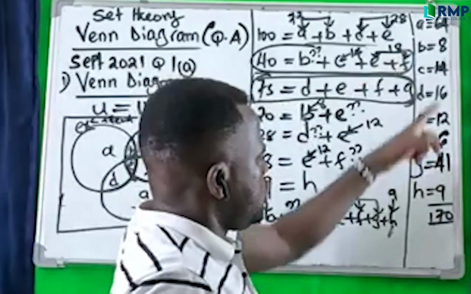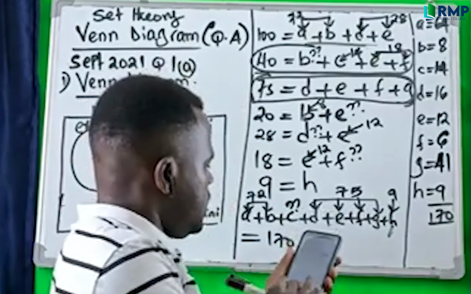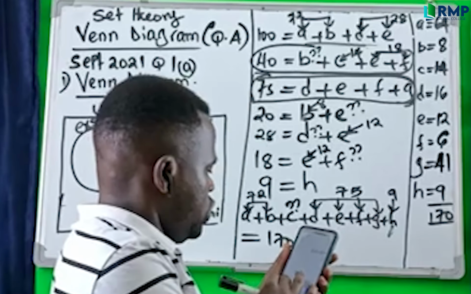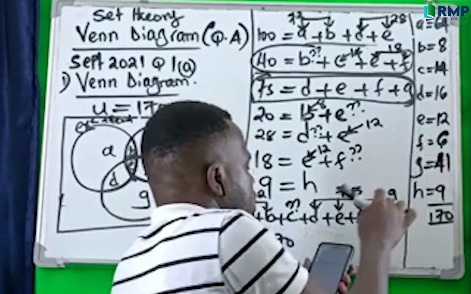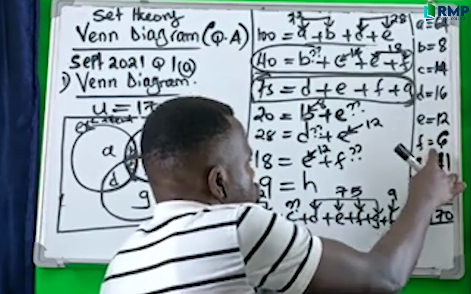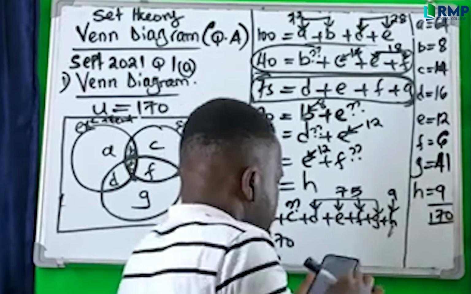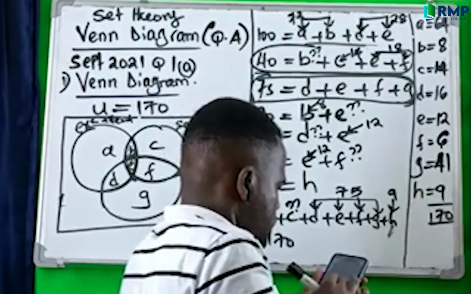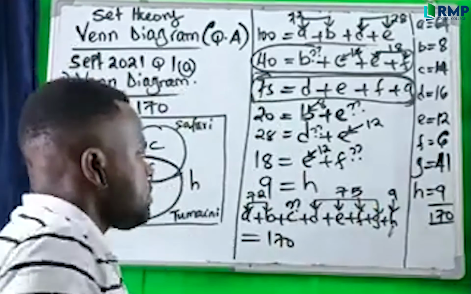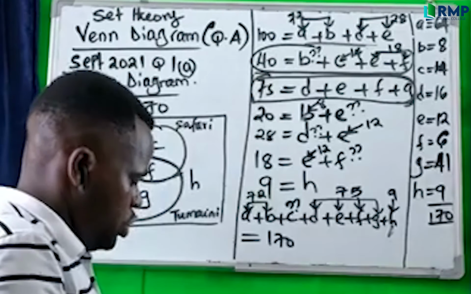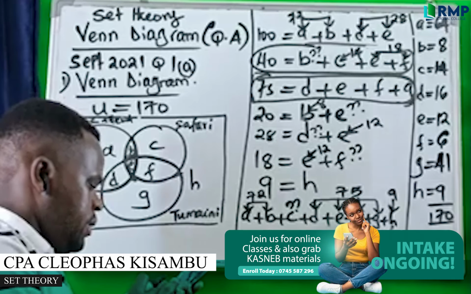So when you add these, they should add up to 170. Let's confirm. 64 plus 8 plus 14 plus 16 plus 12 plus 6 plus 41 plus 9. So exactly, just coming to 170. So you're correct. So we go to Roman 1, the Venn diagram, now there. You have your four marks.